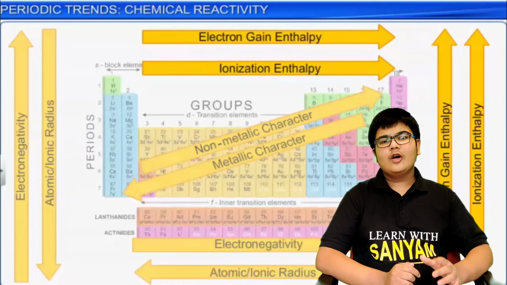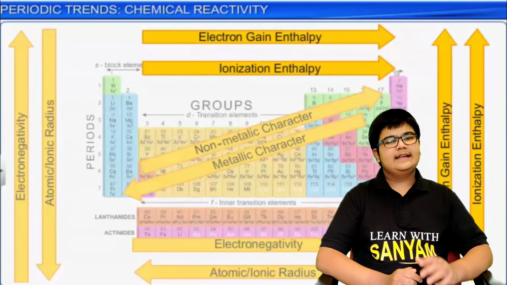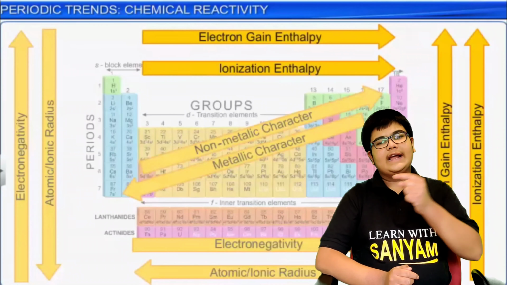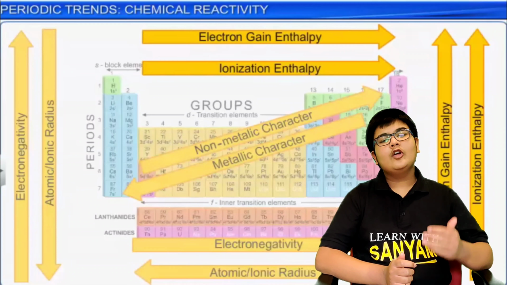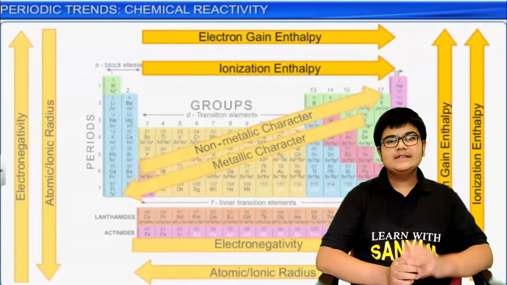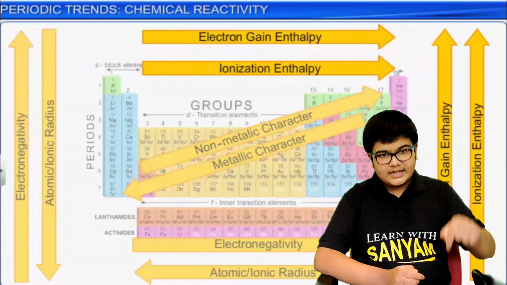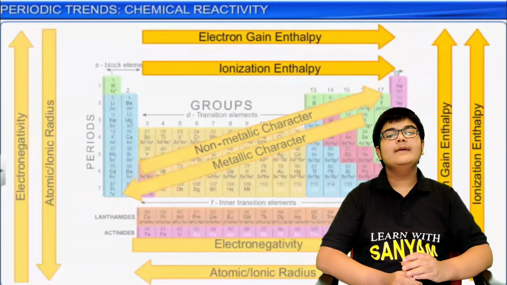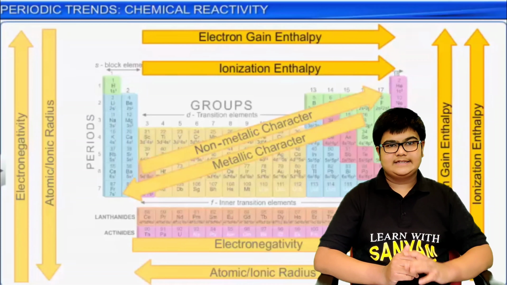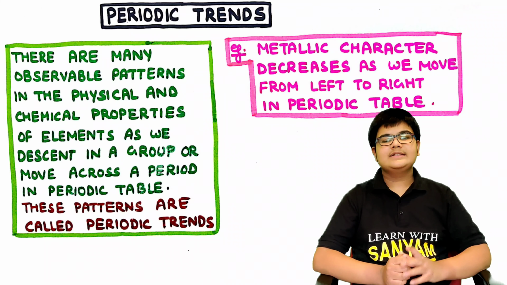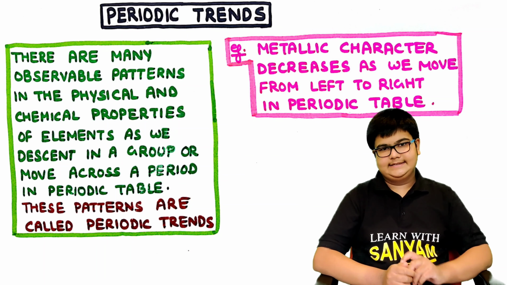If you have ever observed a periodic table, then you can observe that if you move from left to right in a period, you will see some patterns in the properties of elements. Similarly, when you go down in a group, you will also observe some similarity in the properties. These patterns are called periodic trends.